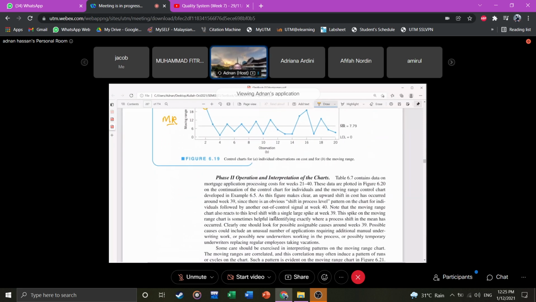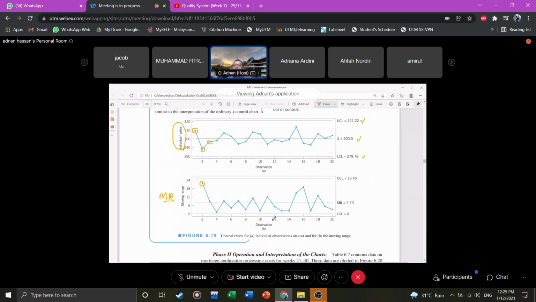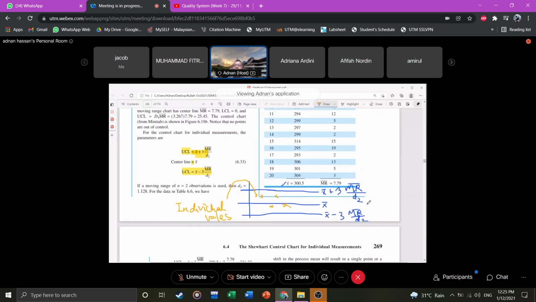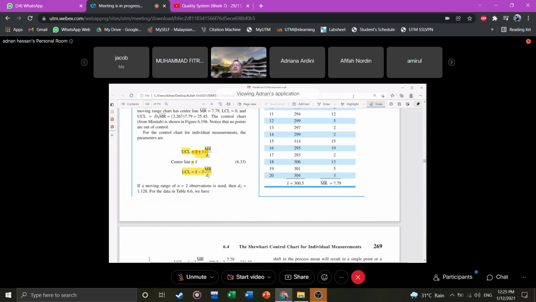So how do we determine this then? How do we determine this? This one is the average of MR. Okay, average of MR. You can get it from this table. Okay, from this table you can get this value of MR.